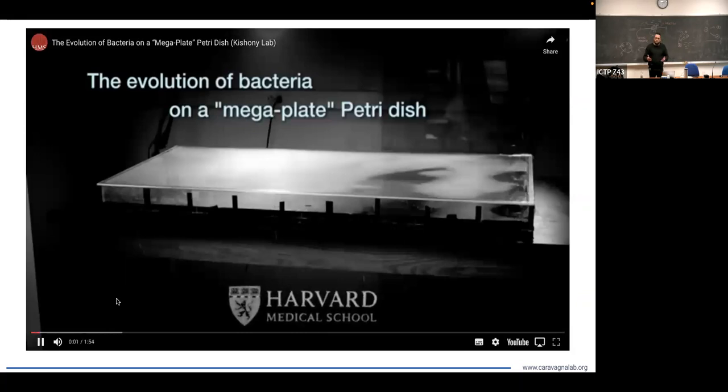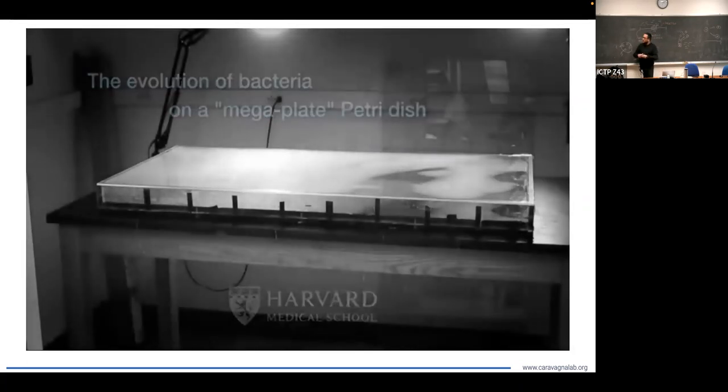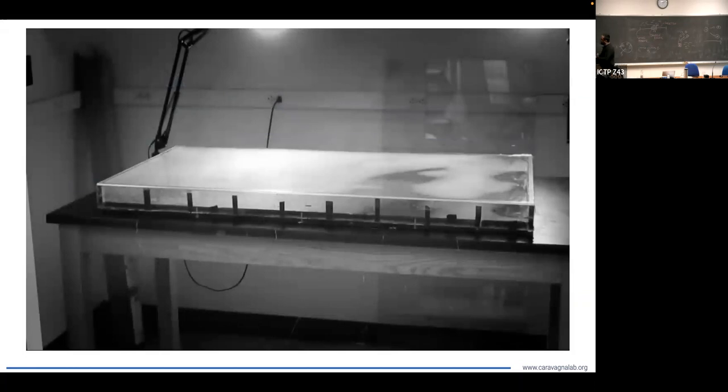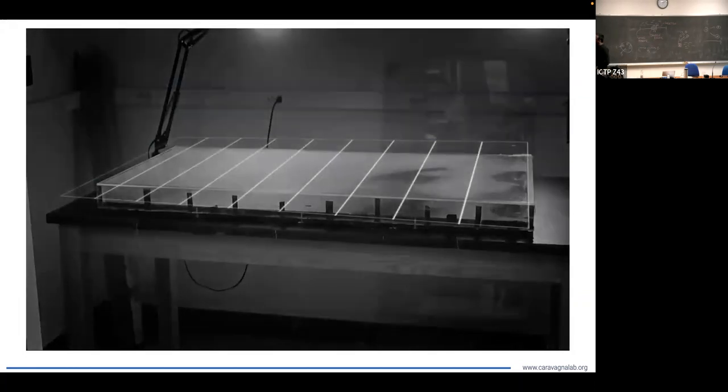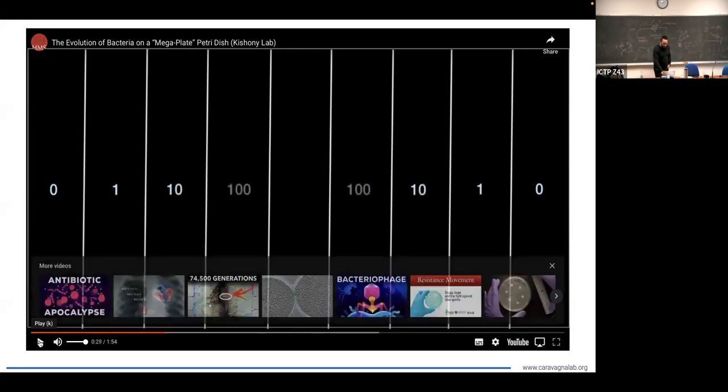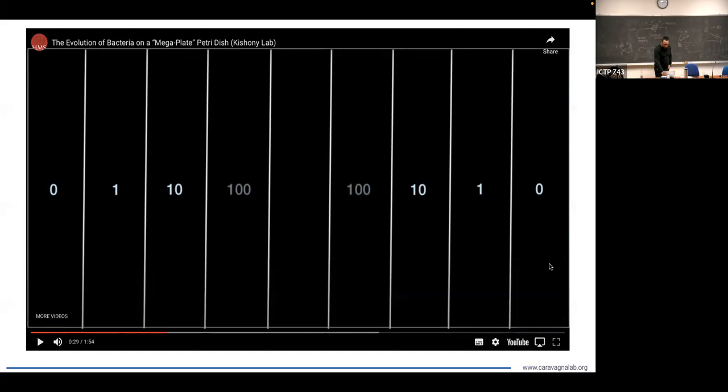I want to show you evolution, right? I want to give you some idea that it's possible to observe the process in reality. This is a very beautiful video from a study carried out at Harvard where people have put this mega Petri dish, this huge Petri dish, several feet long, where they have put different concentrations of an antibiotic going from left to right towards the center, and vice versa. These numbers refer to the concentration unit of the antibiotic.